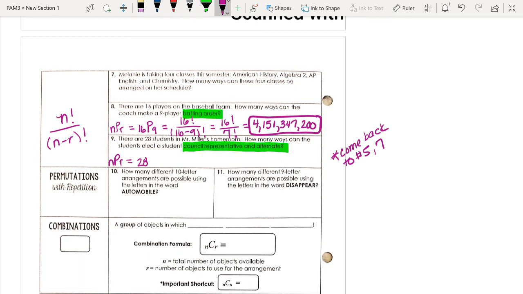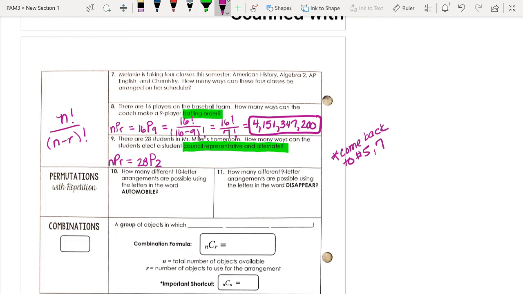All right, and where our r is, how many are we going to elect? We're going to elect a council representative and an alternate. It means we're only electing 2 positions, so we're only going to choose 2 people. So we want to find out how much 28P2 is.